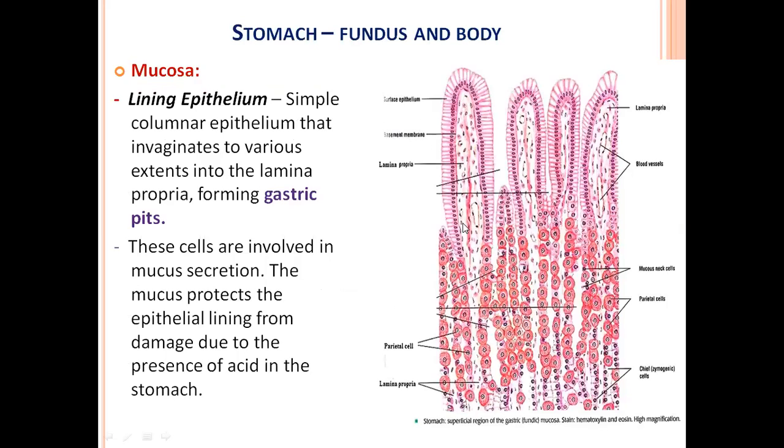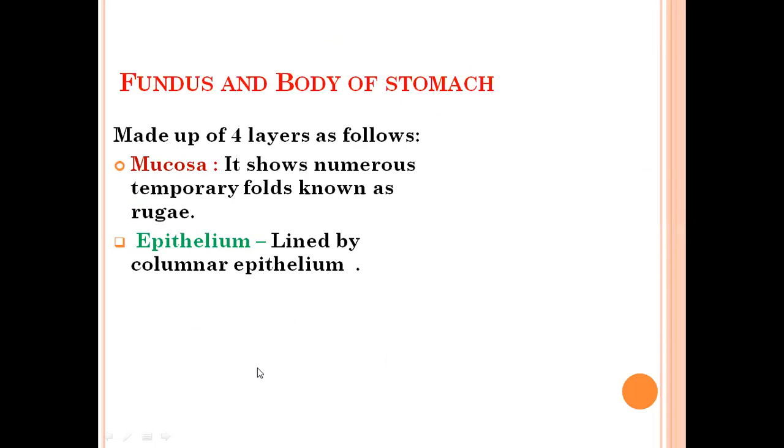So this is stomach, this is fundus. You can see such a beautiful picture where this is the lining epithelium. These are gastric glands dipping into the lamina propria. So here we have all specialized cells. The lining epithelium is all lined with simple columnar cells that invaginate to various extents into the lamina propria. This is all lamina propria where they have invaginated, forming gastric pits. The cells are involved in mucus secretion. The mucus protects the epithelium lining from damage due to the presence of acid in the stomach.